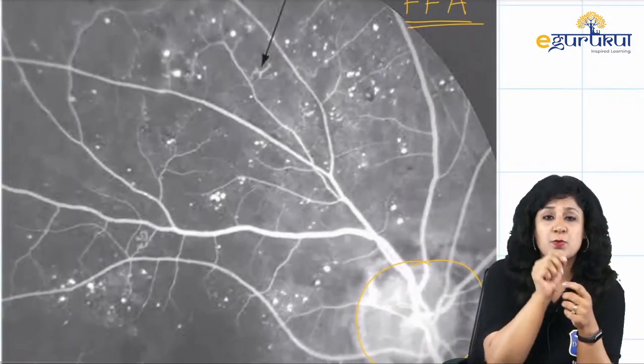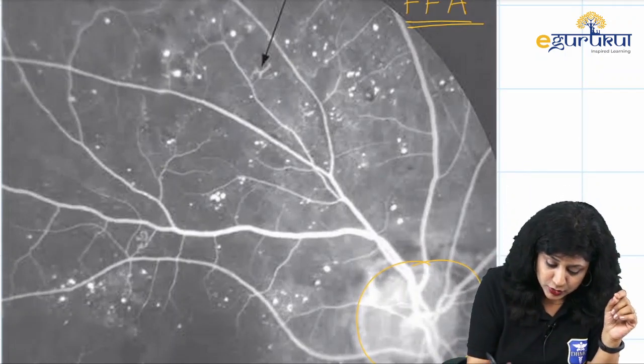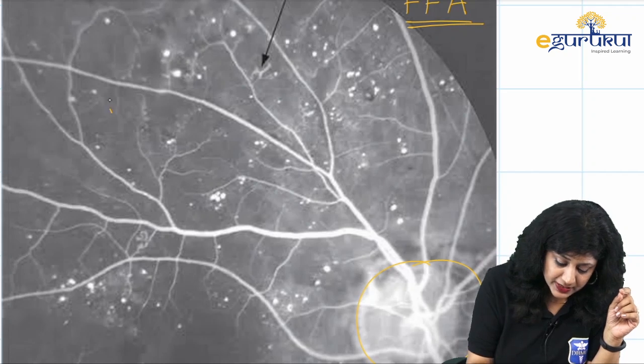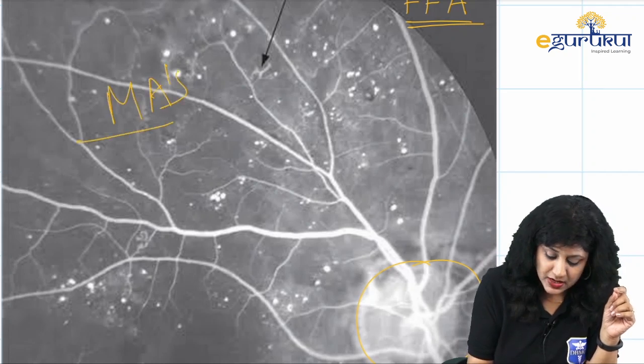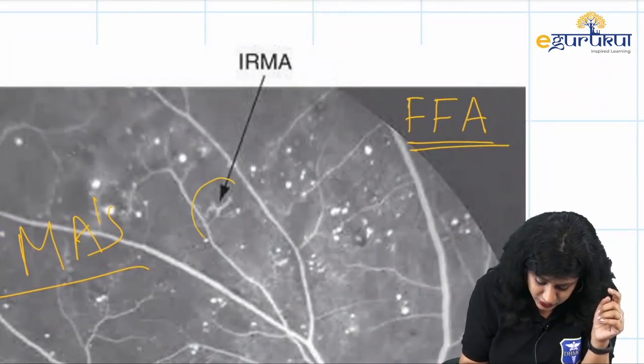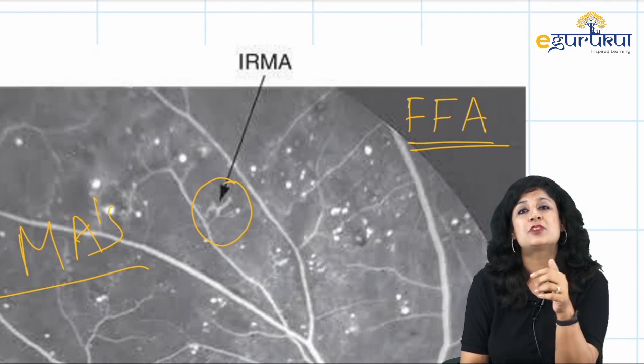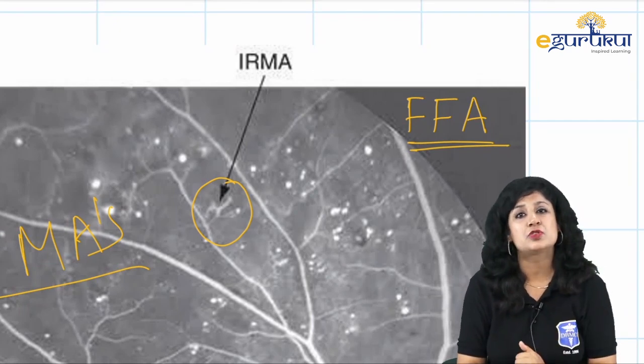So can you see these small areas? These small areas that you can see are actually the pinpoint hemorrhages. So what are these actually? These are your microaneurysms. Then you can even see the AV shunts. Can you see here? This is showing you a small AV shunt. This small AV shunt is actually the IRMA, intraretinal microvascular abnormality.